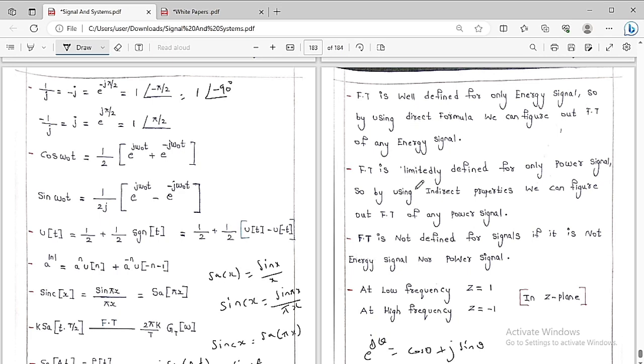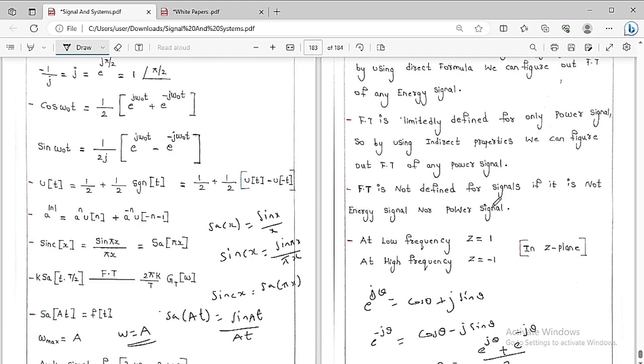Same thing I have written here. Fourier transform is well defined for only energy signals, so by using the direct formula, we can find the Fourier transform of any energy signal. Fourier transform is limited defined for power signals, so by using the indirect properties, we can figure out the Fourier transform of the signal. I have already told you those indirect properties. Fourier transform is not defined for signals that are neither energy signals nor power signals. This one I have already told you.